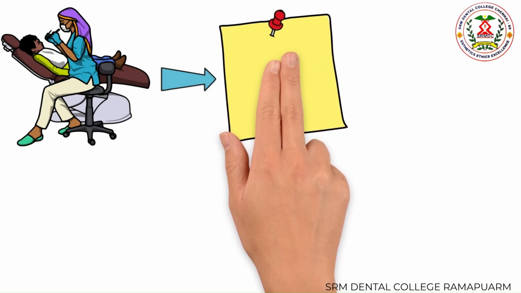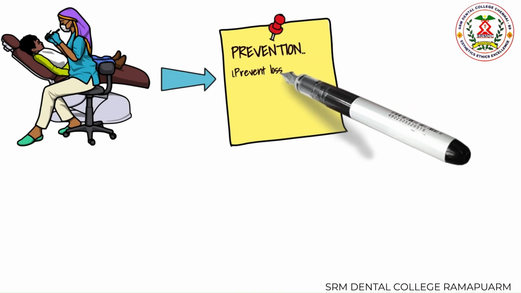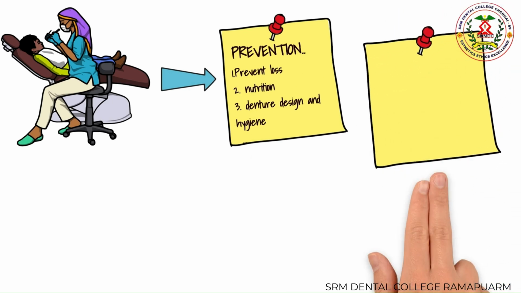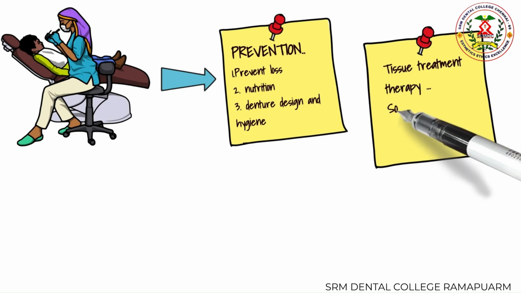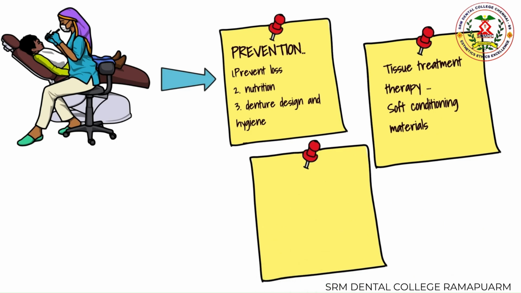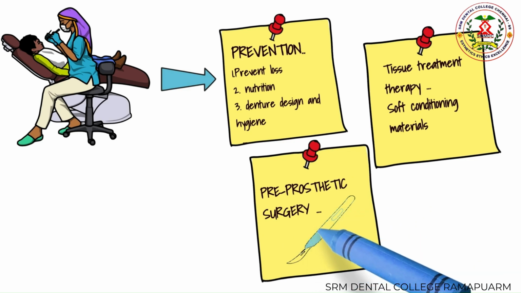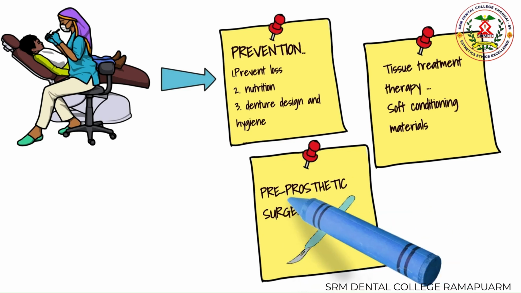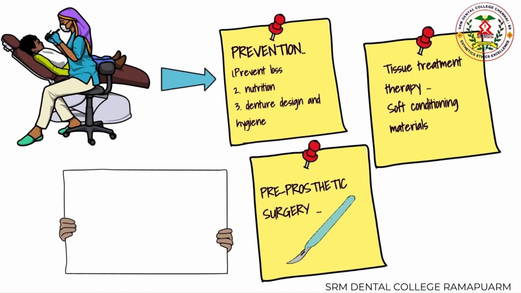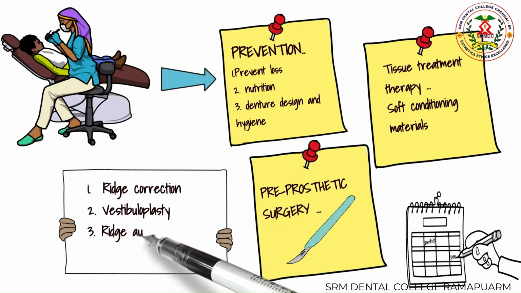Coming to the next important aspect, treatment and prevention. Treatment of RRR is ideally by preventing it, that is, by prevention of loss of natural teeth, proper design of dentures and maintenance, and nutrition. Next is tissue treatment therapy, using soft conditioning materials to rejuvenate the tissue bearing area. Next is planning and performing pre-prosthetic surgery, which includes major corrections or surgical procedures like correction of soft tissue or bone deformities, ridge extension or vestibuloplasty, ridge augmentation, and also surgical correction of maxillomandibular relations.